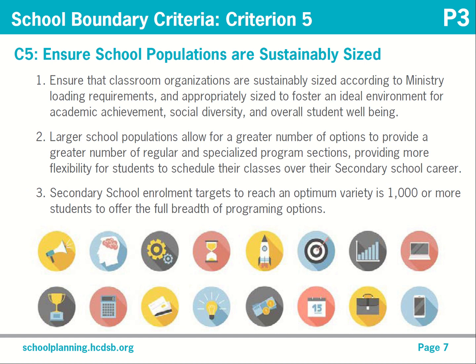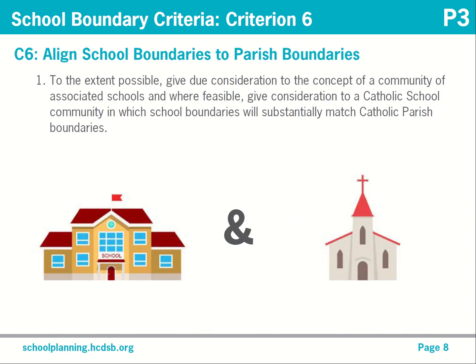So what we're speaking to here is the number of students that are attributed to a school. By ensuring that it's sustainably sized, in the context of the secondary schools, the larger the school population in terms of enrollment, the more programming that will be available. In the context of the town of Milton, we're less concerned because enrollment is going to be very sustainable and very healthy over the long term. We typically try to achieve a school population of 1,000 or more, which will be more than attainable in these circumstances. Lastly, our final criteria is to align school boundaries to parish boundaries.